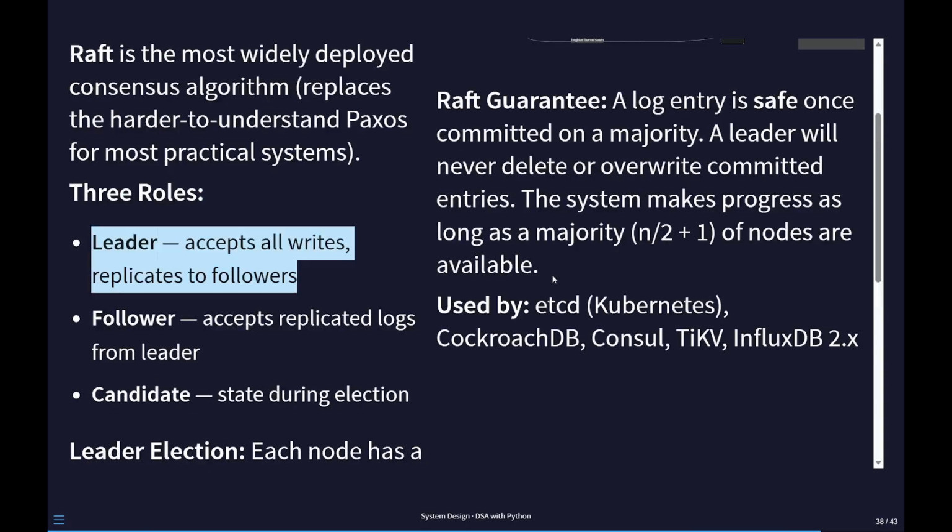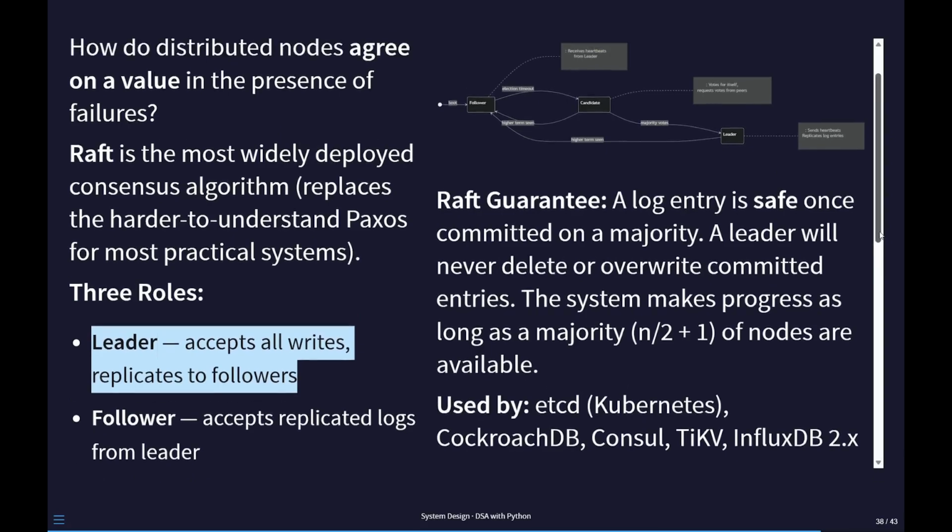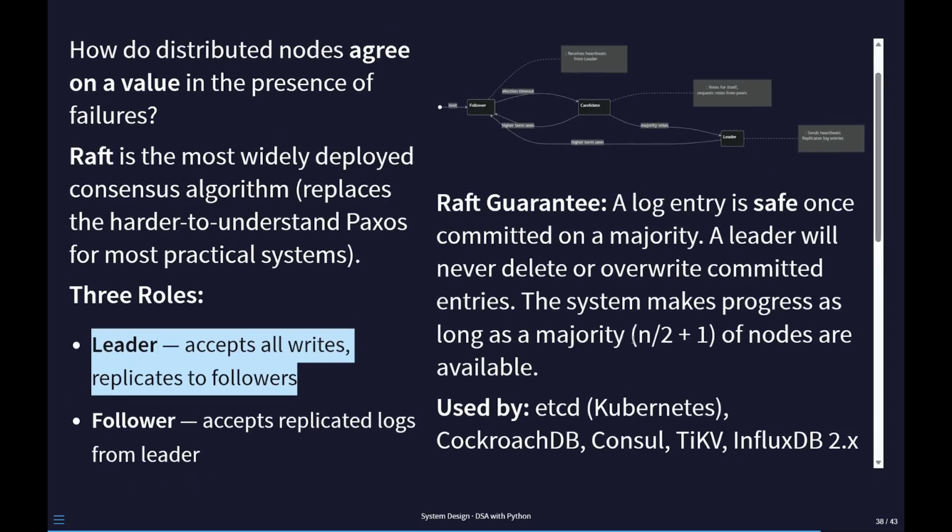A committed entry will not be lost, even if minority nodes fail. A leader will never overwrite committed entries. The system remains available as long as more than half the nodes are healthy. Raft is the consensus algorithm powering etcd, which is the distributed store at the heart of Kubernetes. Also CockroachDB, Consul, TiKV, and InfluxDB 2.